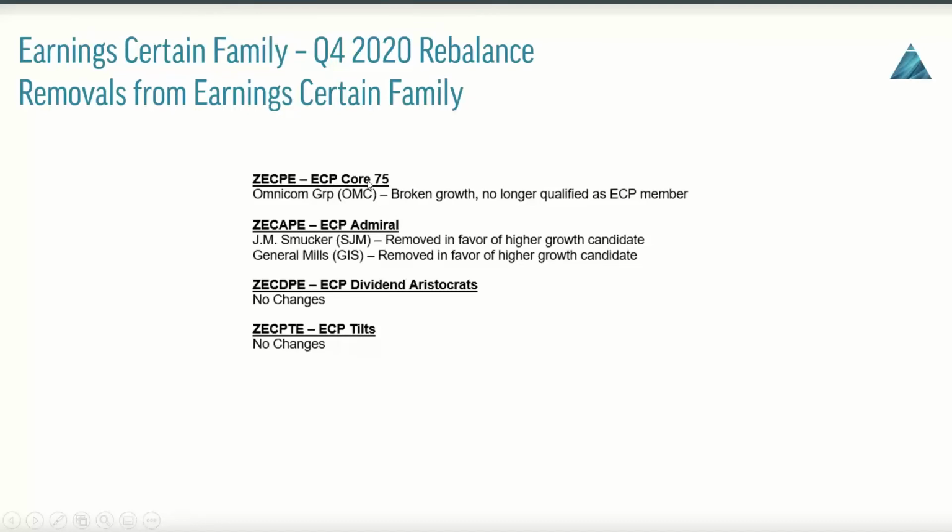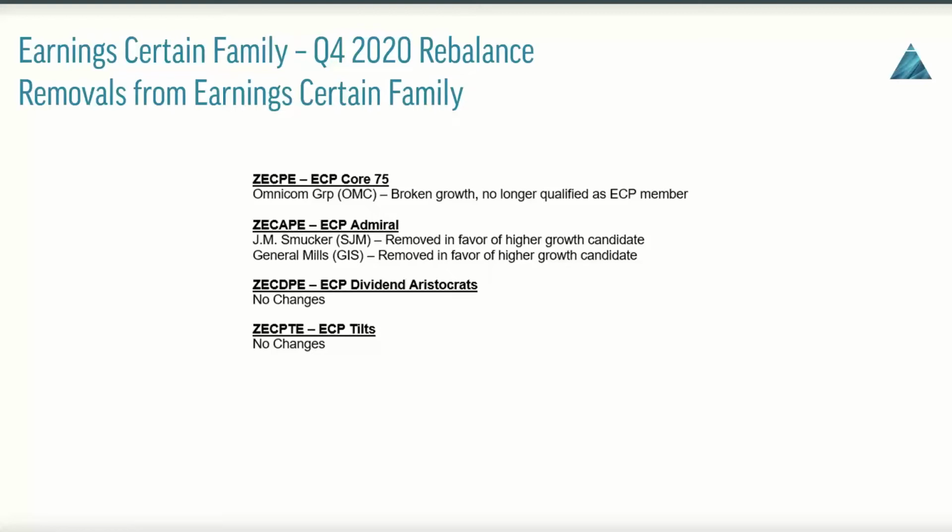The earnings certain 75 core. We've got a situation with Omnicom Group. After watching it for several quarters, it looks to be broken growth now. I pulled it out as an ECP member. And I really want to spend some time on what I did with JM Smucker and General Mills, right? Because out of the ECP Admiral, I removed these two companies. They are spectacular companies. They are earnings certain members of the core 75. But I went ahead and removed them out of the Admiral, and I'll show you the charts here in just a little bit, in favor of some higher growth candidates to help smooth out the trajectory of forecast earnings growth.